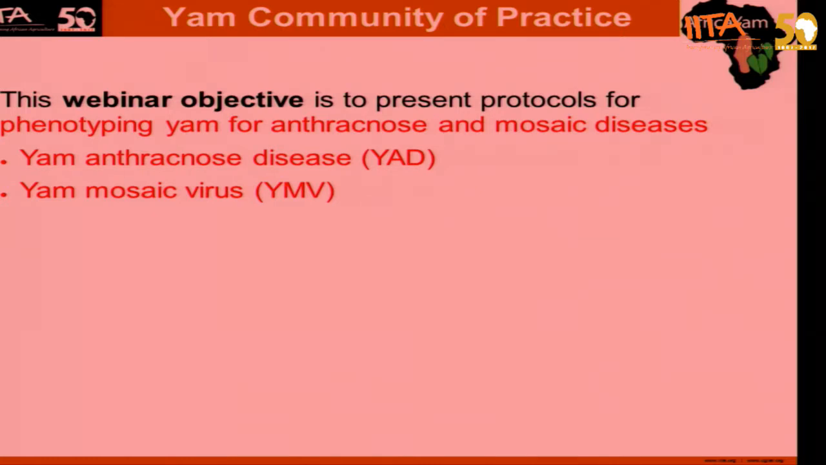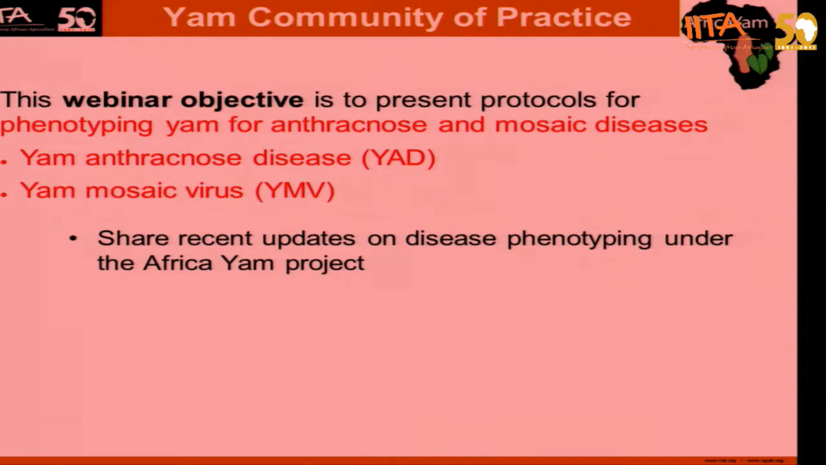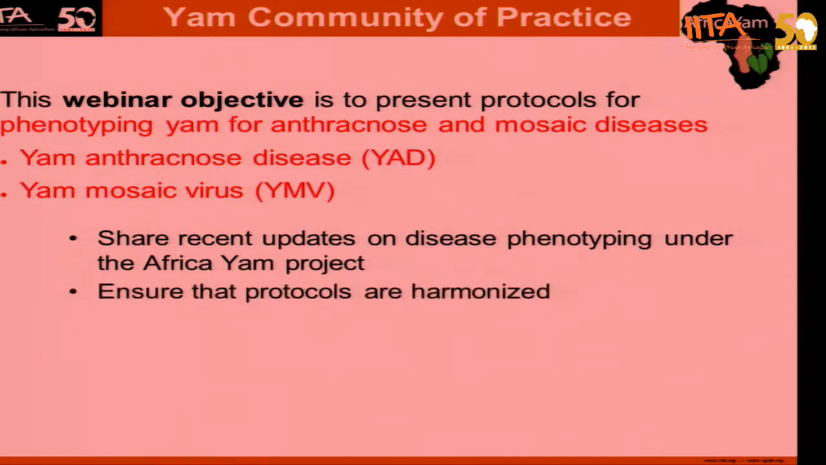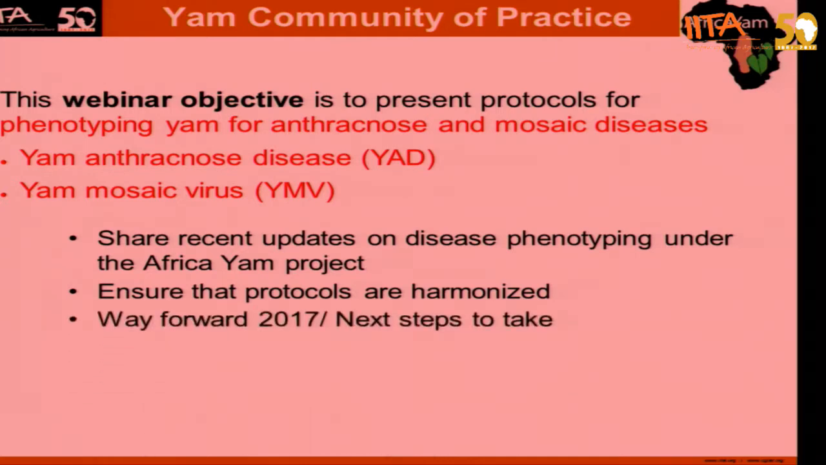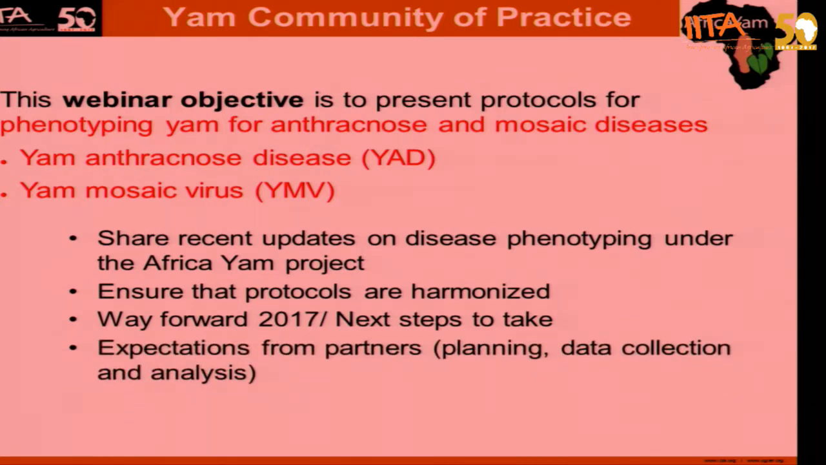This webinar is therefore targeted at upgrading the skills in yam disease phenotyping. This leads me to the objectives of the webinar, which is to present the protocols that we are using for phenotyping for anthracnose and mosaic diseases, that is YAD and YMV. We are going to share recent updates on the disease phenotyping under the Africa Yam Project during the course of this webinar. We're going to present the protocols so that we can ensure that protocols are harmonized. We are going to discuss the way forward in this year and the next steps to be taken, and what we are expecting from our partners in the area of planning, data collection, and analysis. And we are also going to identify areas that need clarification, because our partners are also on the web now. They will phone in to ask their questions.